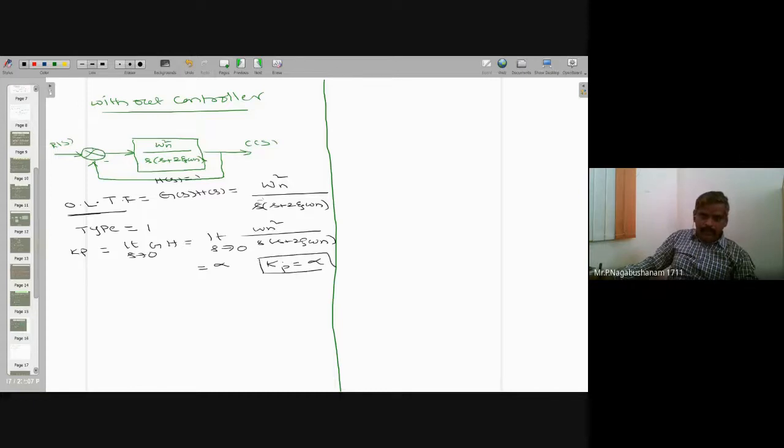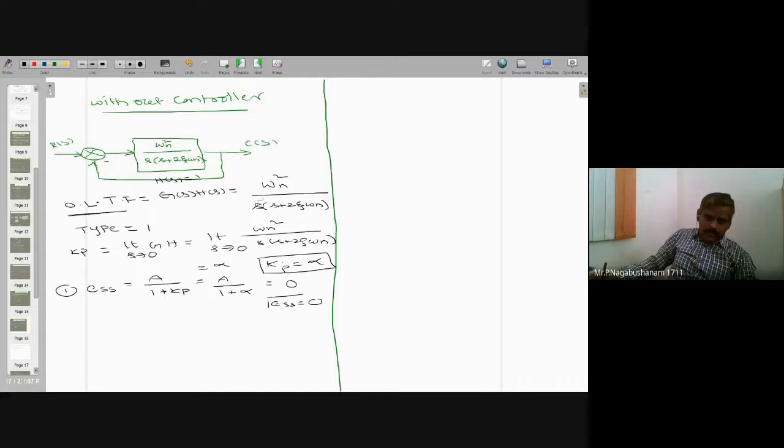If Kp is infinity, what about ESS? I'm talking about steady state error for a step input: A by 1 plus Kp, where A is the step input magnitude. 1 plus infinity, something divided by infinity means 0. Yes, I got the steady state error without controller.